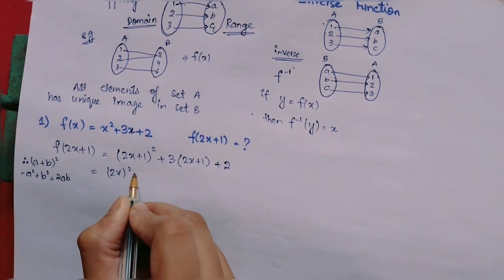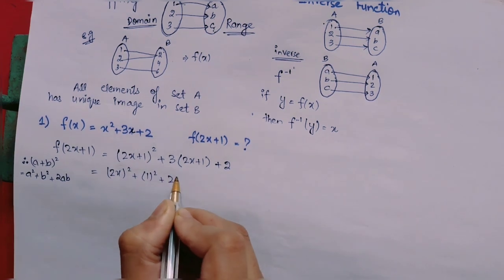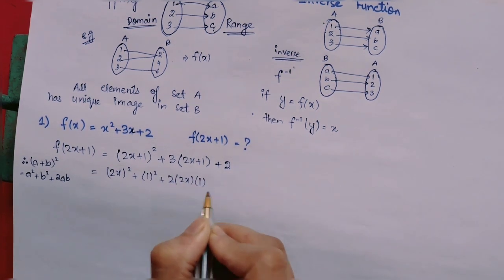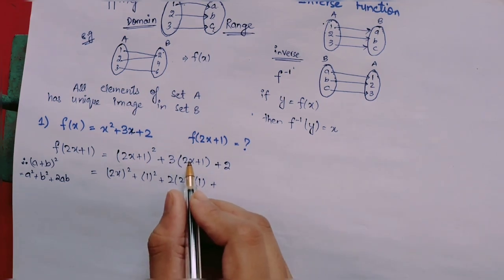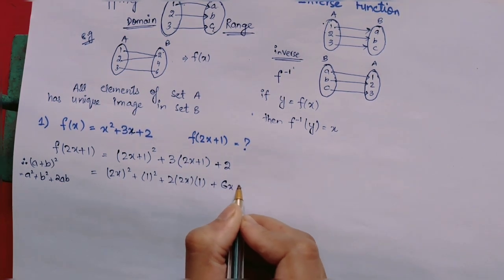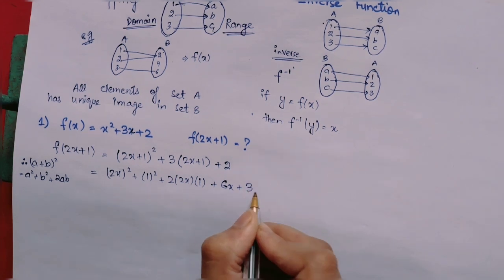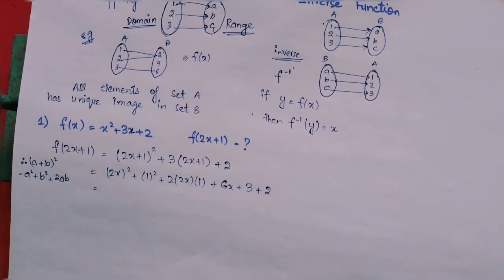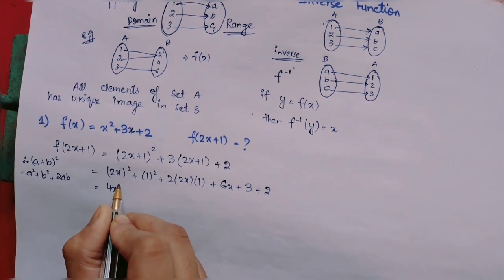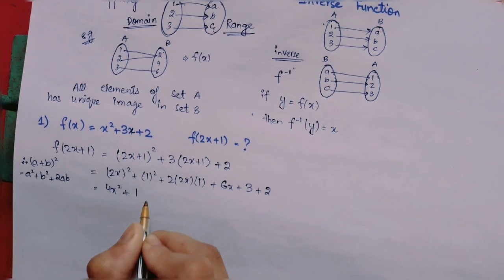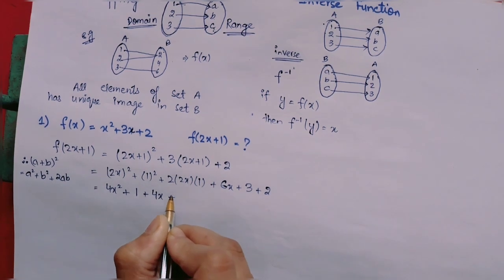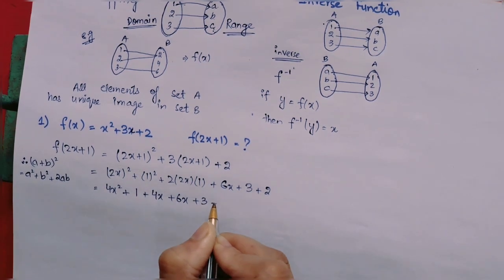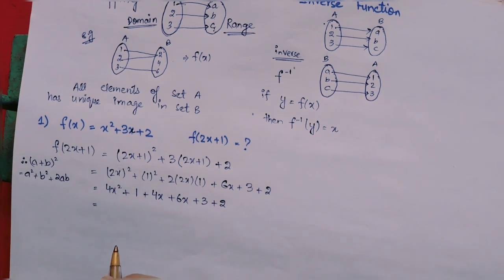a square plus b square plus 2ab, plus 3 multiplied by this bracket. So 3 2s are 6x, plus 3 1s are 3, plus 2. Now opening the square, 2x square becomes 4x square, plus 1 square is 1, plus 2 2s are 4x, plus 6x plus 3 plus 2. Now just simplify the terms which can be simplified.